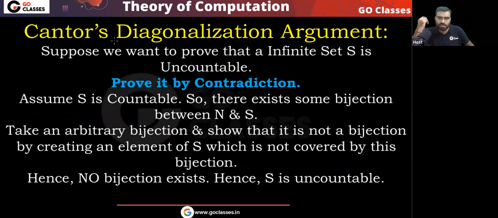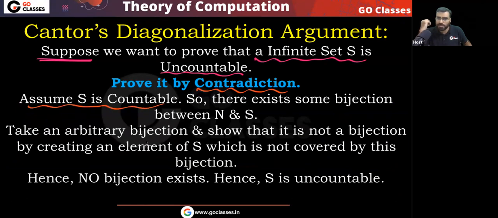See what this argument says. Suppose we want to prove that an infinite set S is uncountable. Then what will we do? We will prove it by contradiction. First, we will assume it is countable. If it is countable, then there exists a bijection.